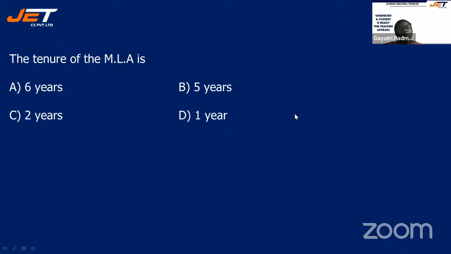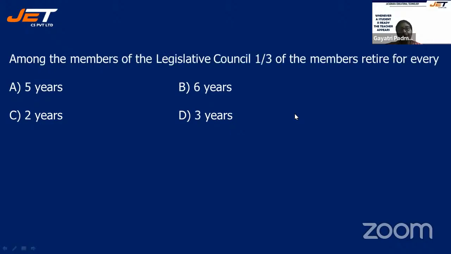Okay, so your 15 seconds is running. Let's quickly understand and do it. The tenure of the MLA is 6 years, 5 years, 2 years, or 1 year. And the answer is 5 years.